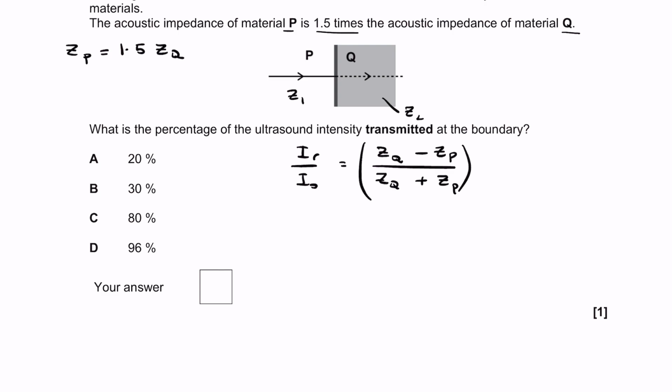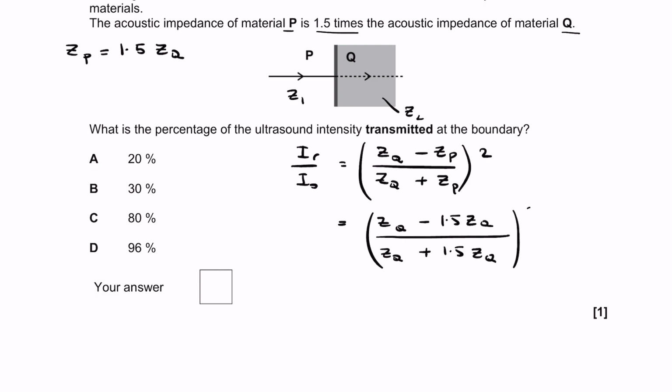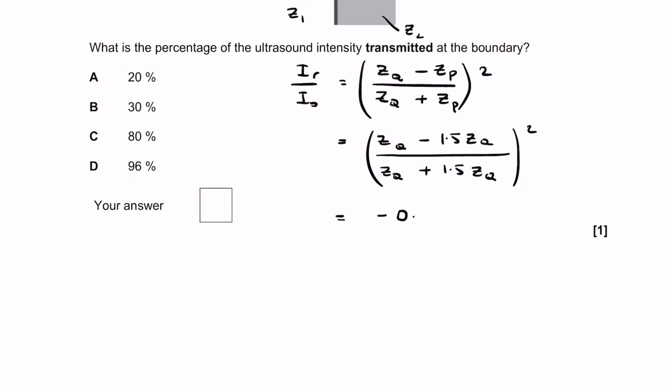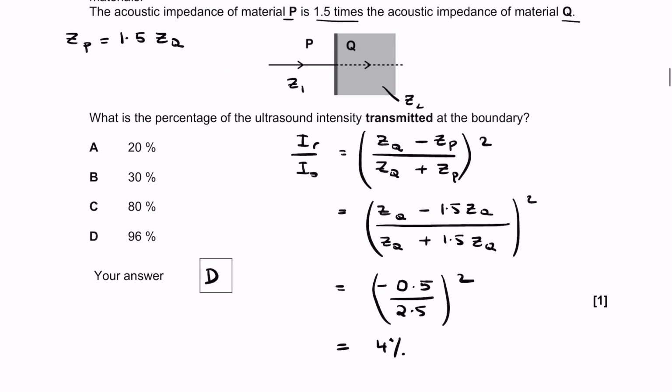So all that is squared, and once you put that into the form of 1.5 ZQ, ZQ plus 1.5 ZQ, the ZQs cancel out, and you'll be left with minus 0.5 over 2.5 squared, which gives you 4%, and that's 4% reflected, so therefore transmitted will be 96%. So D is the answer. So that's question number 15 done.